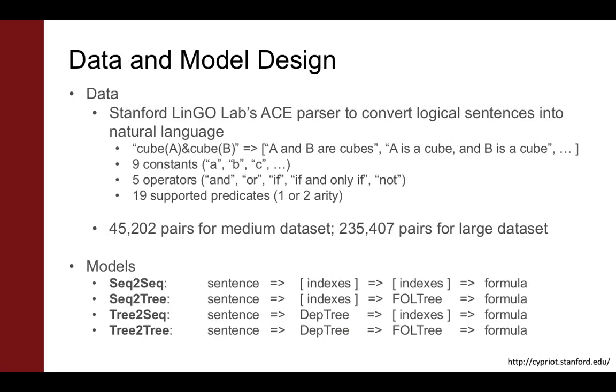For the data, I had access to Stanford Lingo Lab's translation system, which, given a logical form, can generate natural language sentences. I recursively generated logical forms using their defined ontology and sent requests to their server to build out a dataset. My experiments are set up as follows.